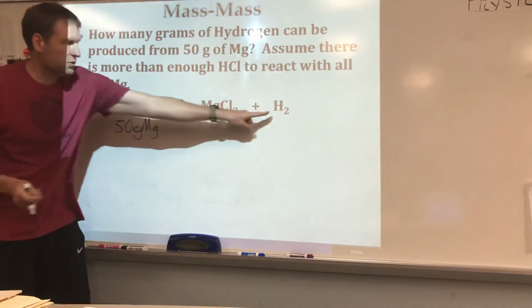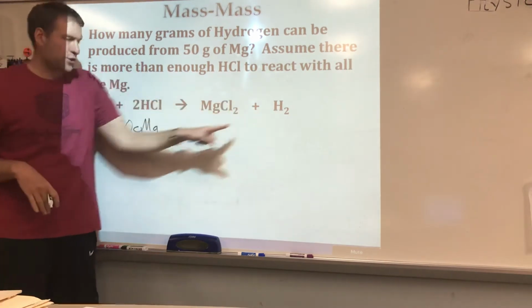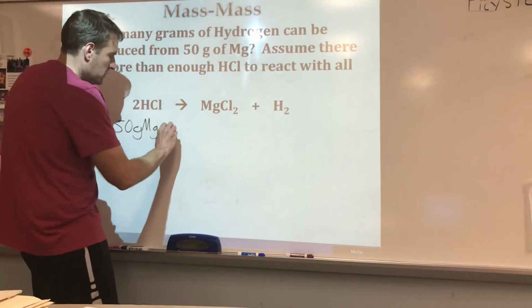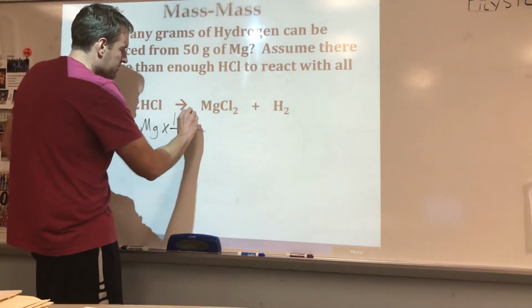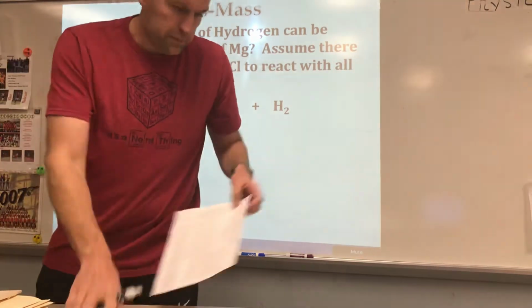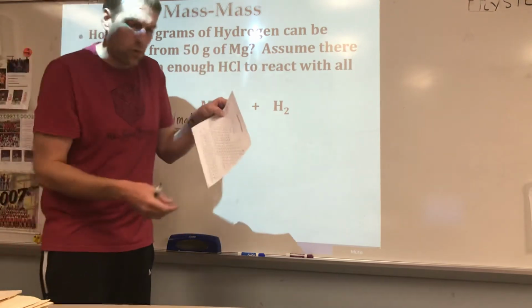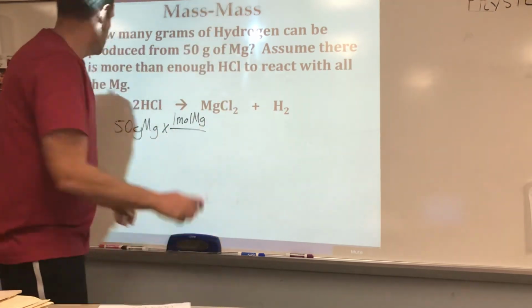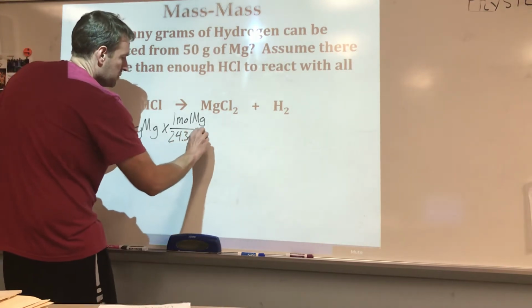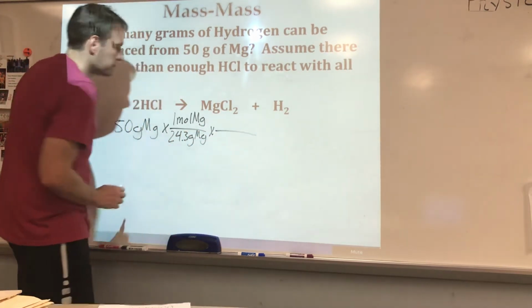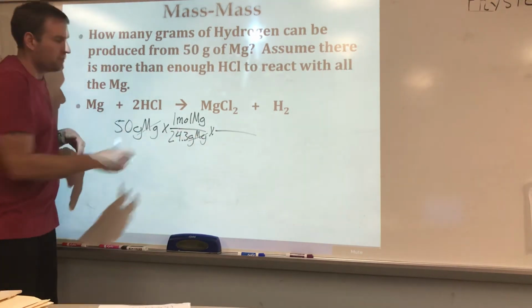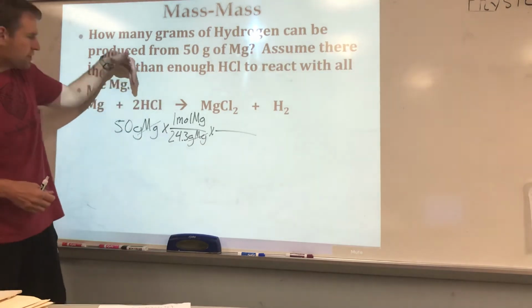I want to get to moles of H2, but I can't go there directly. I have to change it to moles of magnesium first to compare. So in 1 mole of magnesium, you look at your periodic table, and magnesium's 24.3 grams. So my grams of magnesium can cancel. And the reason I did that is now I can use the mole ratio.